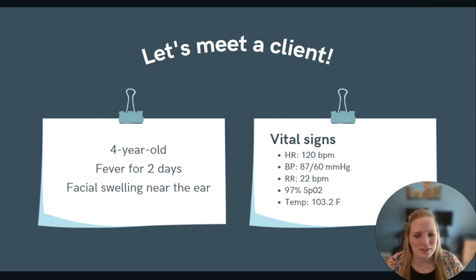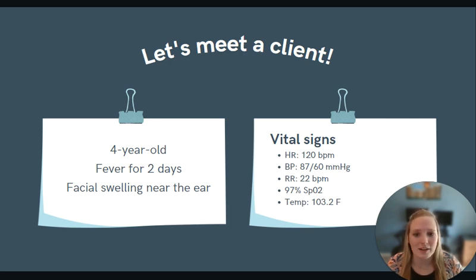Now let's jump into a quick practice question to set the stage for our isolation precautions and our multiple response select N question. We have a 4-year-old girl who presented to the emergency room with her mother for concerns of a fever and facial swelling for the last 2 days. Her past vital signs include the following. Heart rate is 120 beats per minute. Blood pressure is 87/60. Her respiratory rate is 22 breaths per minute. Her oxygen is 97% on room air, and her temperature is 103.2 degrees Fahrenheit. There are no known drug allergies, and we have no past medical records or medication history available for this client.